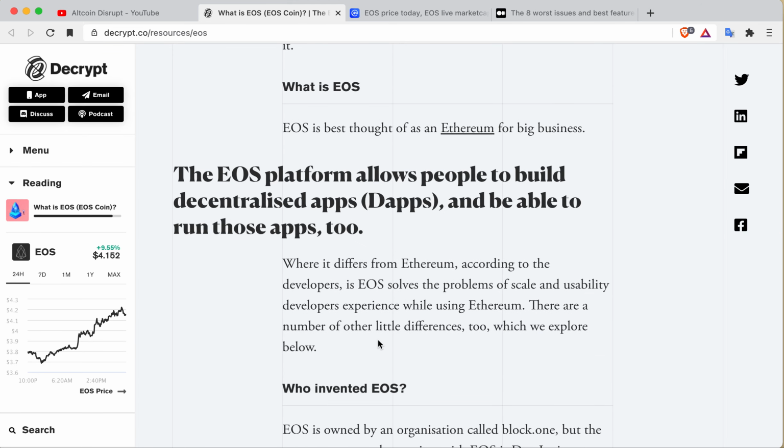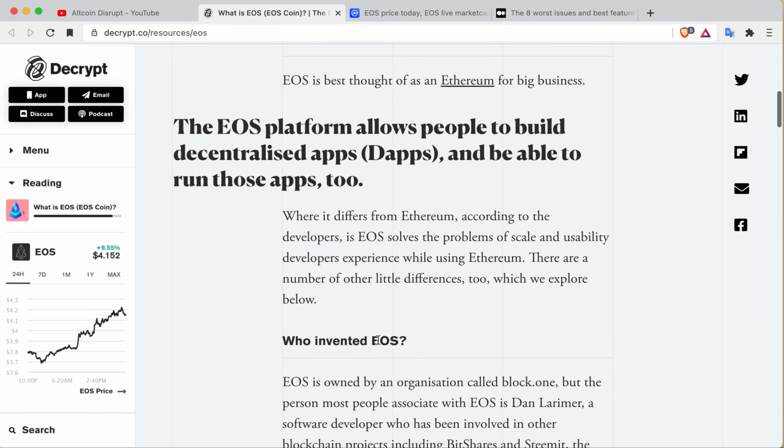So first thing I want to discuss is what is EOS. EOS is best thought of like Ethereum. It's one of those platforms that want to replace Ethereum. It wants to be better than Ethereum, you know? So it's a platform that allows people to build decentralized applications and is able to run those applications as well. So it differs from Ethereum a little bit.